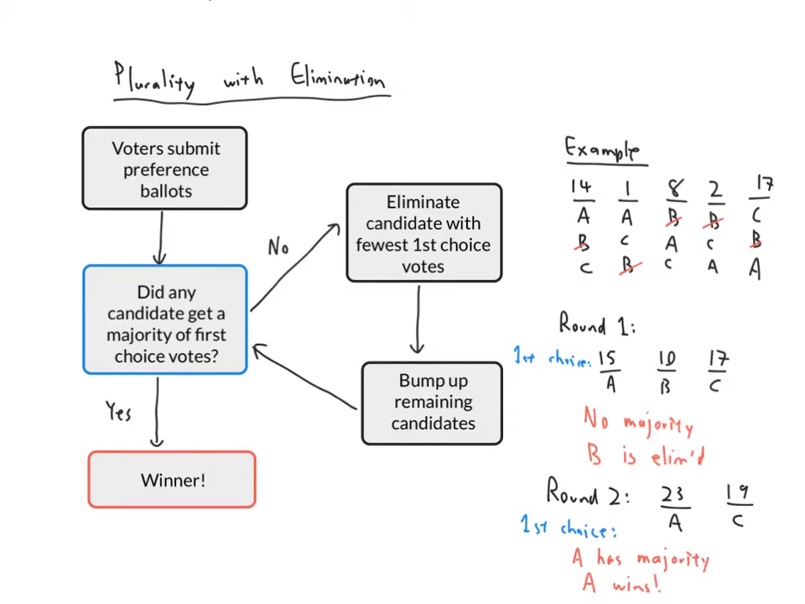One thing I'll point out is that we've now used this same preference ballot with 3 different voting systems: plurality voting, Borda count, and now plurality with elimination. And each time we've had a different winner. So this is meant to highlight the differences between the voting systems and the fact that they can produce different results. We're going to look at one more example now with 4 candidates.